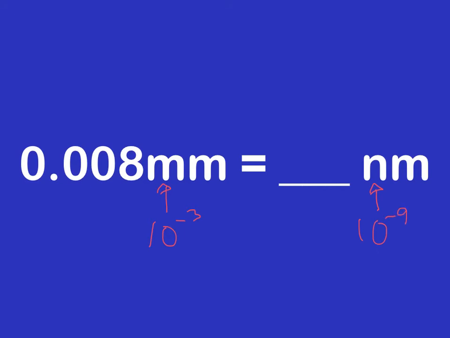So all we have to do to get the power for the conversion here is do 10 to the minus 3 minus a minus 9. Minus 3 minus a minus 9 is, of course, the same thing as 10 to the 6th, because it's negative 3 plus 9. So that's 10 to the 6th.